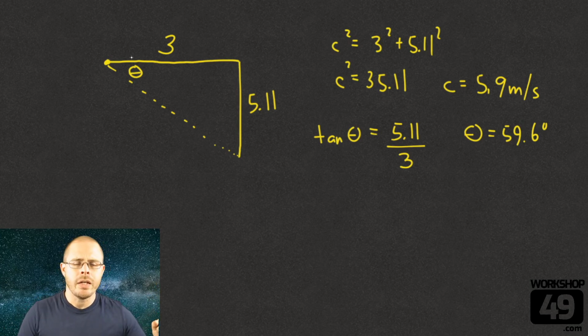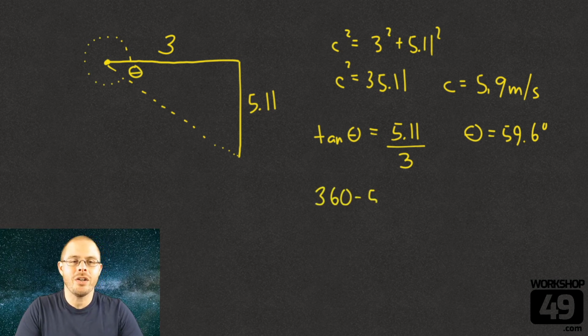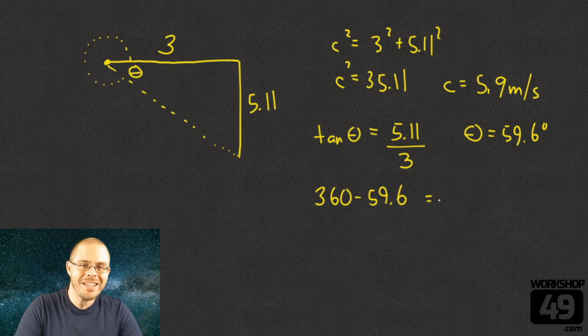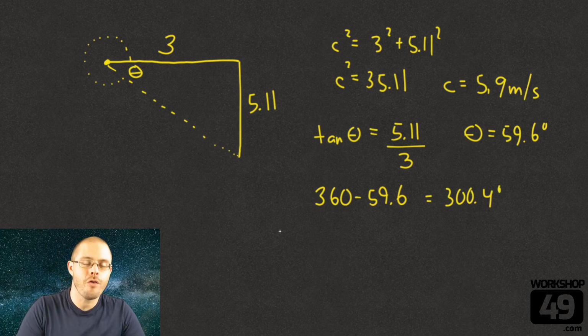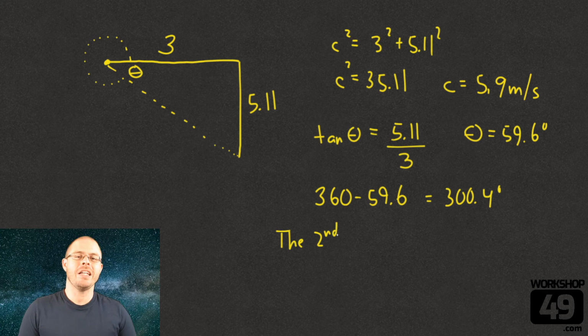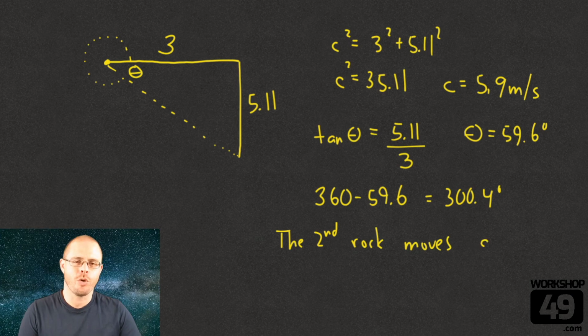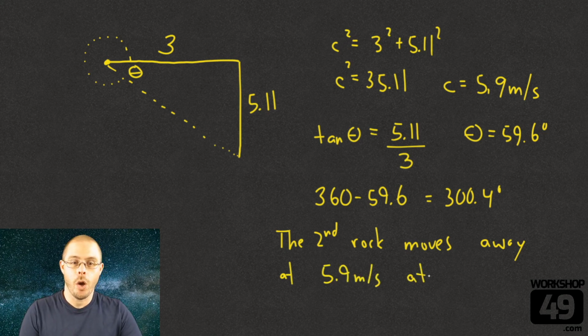But be careful! That is the reference angle, not our standard angle from the x-axis. In order to get the standard angle, in this case, it's 360 minus that theta value, which equals 300.4 degrees from the x-axis. We finally know what's happening to this second rock. The second rock is now going to be cruising away after this collision, and it's going to be going 5.9 meters per second. What direction? It's going 300.4 degrees from the x-axis.